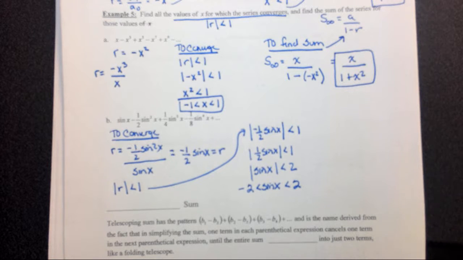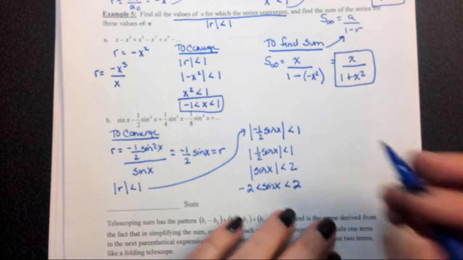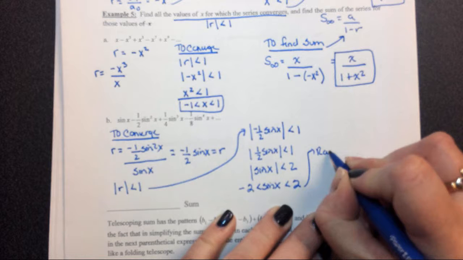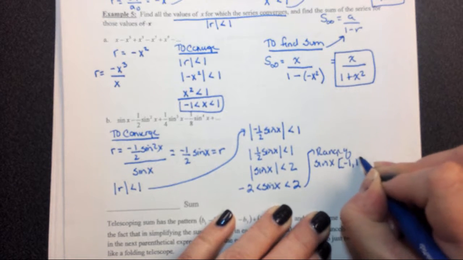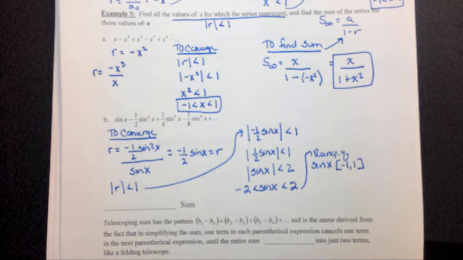Okay, so now let's talk about this. Now going back to your trig days. What is the range of sine of x? Negative 1 to 1. So this has to be a true statement because the range of sine of x is only going to be from negative 1 to 1. So therefore, it is going to converge for all those values between negative 2 to 2 because the range we know is just from negative 1 to 1. All right? So any questions on how we show where it's going to converge?